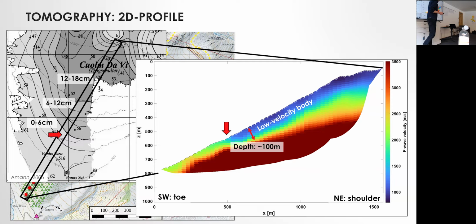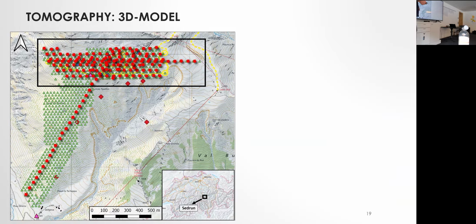Now moving a bit more to the northeast, such a transition is less clear, but this is exactly the area where we have our 3D tomography model. And I would like to move there now. So this is the domain again of our 3D velocity model at the landslide shoulder.